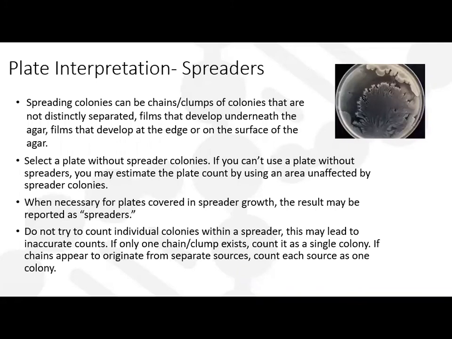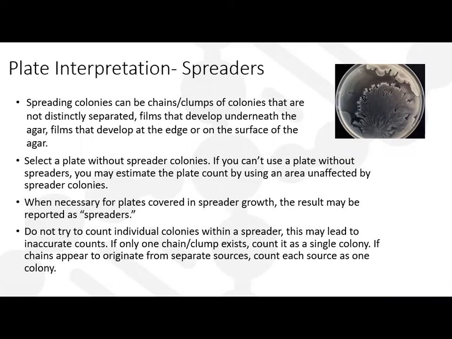Another plate interpretation situation is if you have a spreader. Spreading colonies can be chains, clumps, clusters of colonies that aren't distinctly separate. They can be films that develop sometimes underneath the agar if you've got a pour plate, or films that develop around the edge on the surface. You can see in the picture on the right a picture of a spreader. So you want to select a plate without spreader colonies if possible.